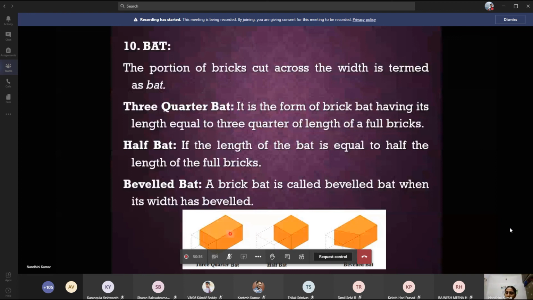And this beveled bat will be used for some projections or for the outer areas of arches. You will have some arch, and they'll be designing it accordingly. That time they'll be using this beveled bat.